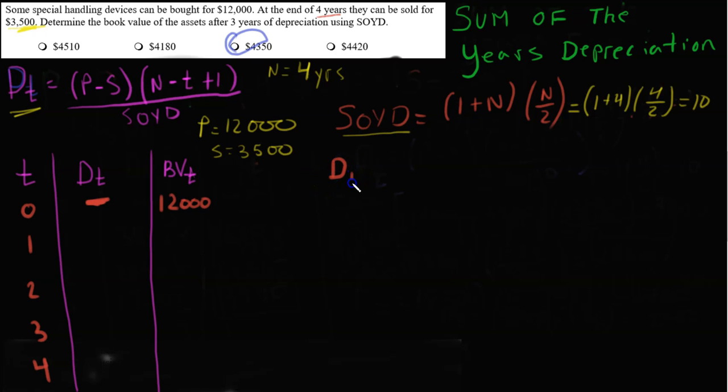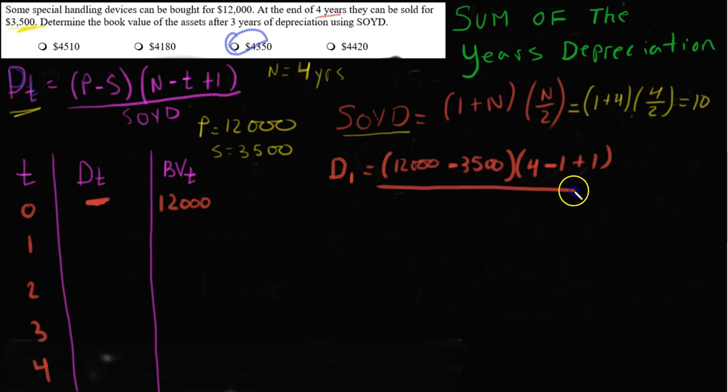So depreciation at year 1 is equal to P minus S, 12,000 minus 3,500, times n, which is 4, and t is at year 1, so (4 minus 1 plus 1) all over SOYD, which we found before is 10. So this cancels out, this cancels out. Solving this, we end up getting a value of 3,400. So that's how much the item has depreciated after 1 year, 3,400. So that's how much right there.